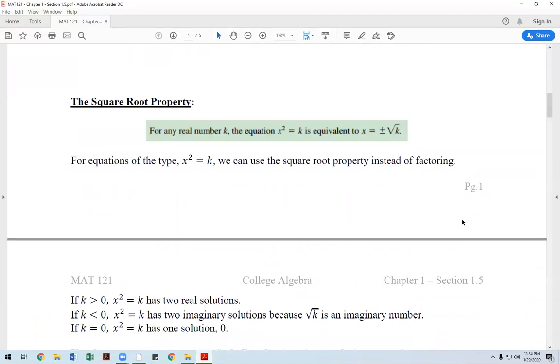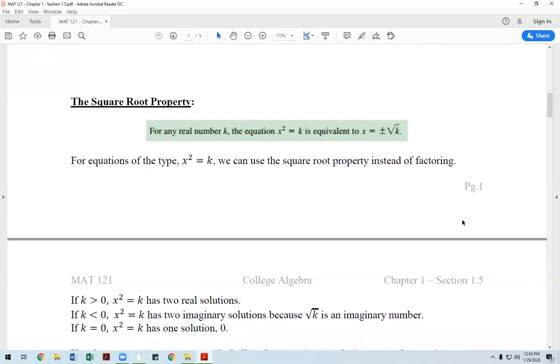So here we're going to talk about the square root property, but it's the same thing with the square root property. It has its own limitations when it comes to solving the equation, because the square root property really only works on these types of equations where you have x squared equals k. It doesn't have to be exactly x squared, but you should have a square term on your left-hand side and a constant term on your right-hand side if the square root property is going to work.